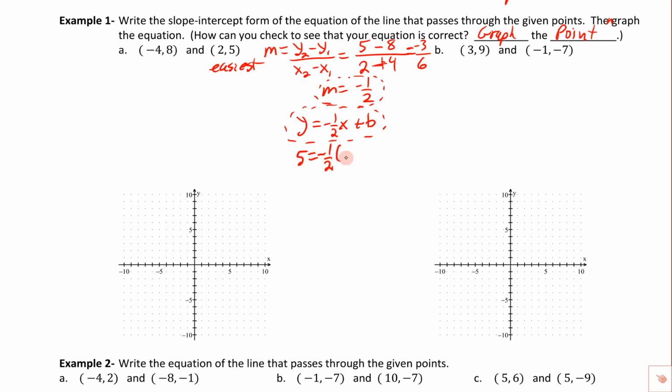This is -1/2 times 2, and then plus b. Those are going to cancel. So this is 5 equals negative 1 plus b. So if I add 1, I'm going to end up with 6 equals b.